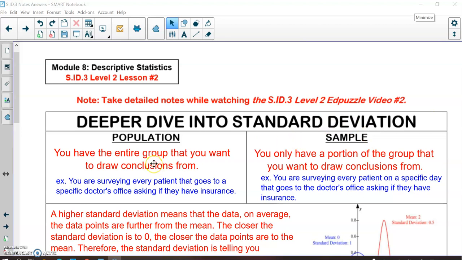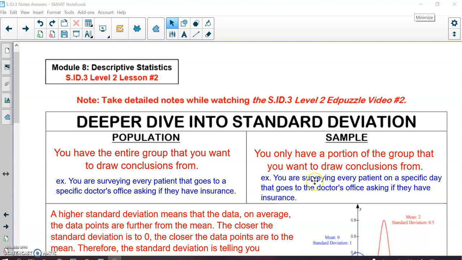So a reminder just quickly that a population standard deviation is when you have the entire group that you want to draw conclusions from, and sample means that you only have a portion of the group that you want to draw conclusions from. So for example, if you're looking at how many people at a certain doctor's office have insurance, if you're surveying every single patient that this doctor has, then that would be population.